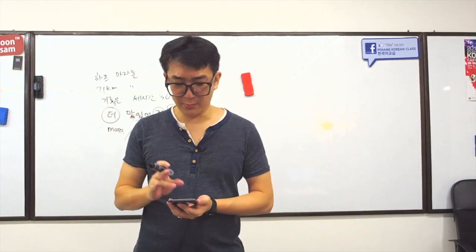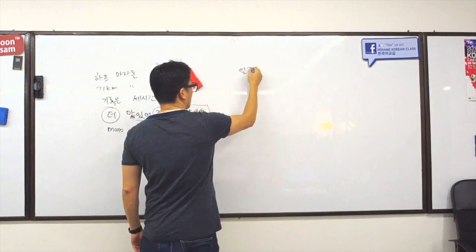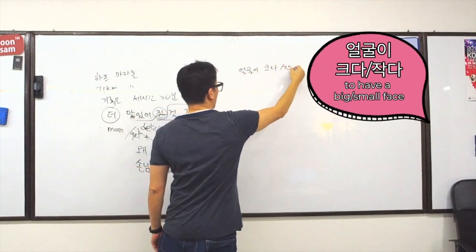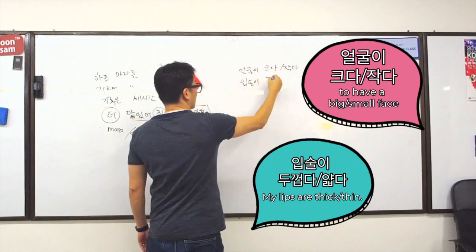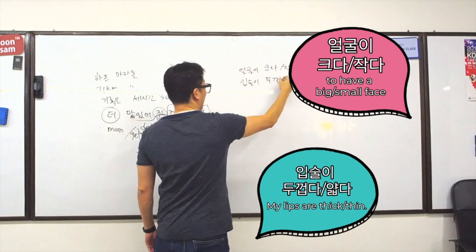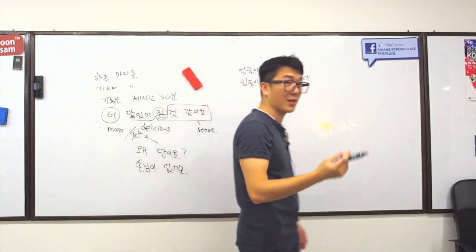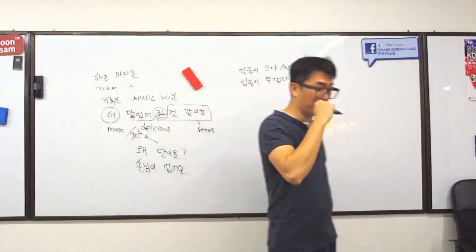둥근 얼굴. Roundish face. 입술이 두껍다, 얇다. 얼굴이 크다, 작다. Or 입술이 두껍다. Or 얇다. Thick and thin. 두껍다 is thick. 입술이 얇다.